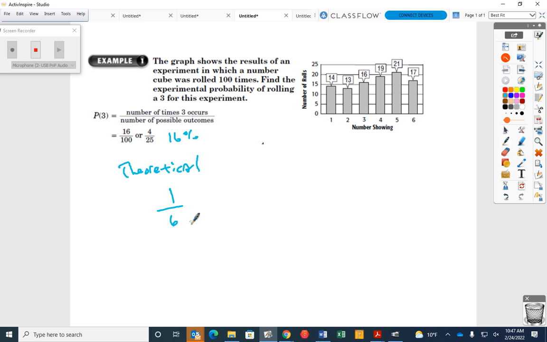What if I said, based on the results, what is the probability of getting a 5? This is based on experimental probability. How many 5s did I roll here? 21 out of 100. If I wrote that as a percent, that would be 21%. So according to experimental probability, I have the greatest chance of rolling a 5. What do I have the least chance of rolling? A 2, because only 13 out of the 100.